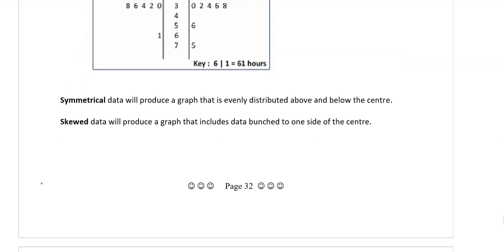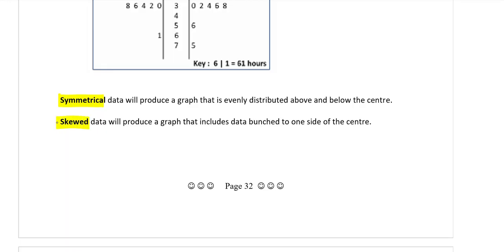Okay, symmetrical data will produce a graph that is evenly distributed above and below the center. So if you could put your finger where the center of the distribution is, you should have the same number of things on this side and this side, and it should look nice and symmetrical. Most of the data, though, is skewed. It's very hard to get perfectly symmetrical data.